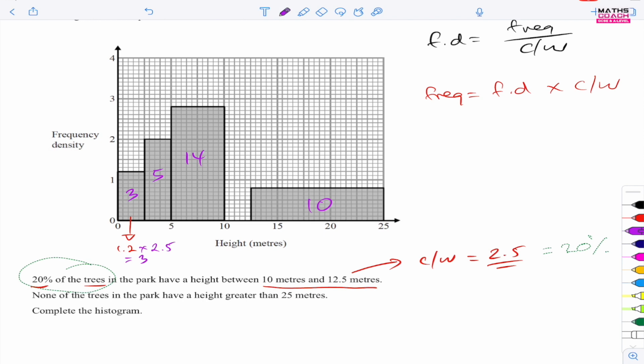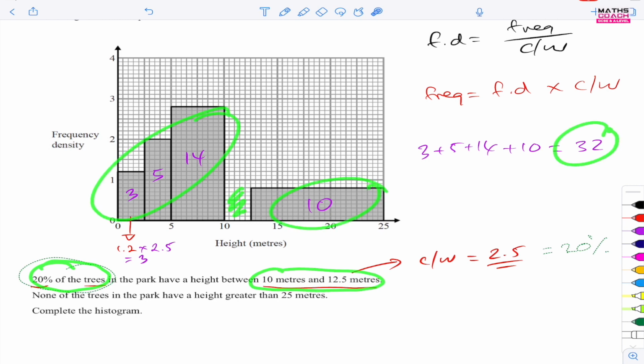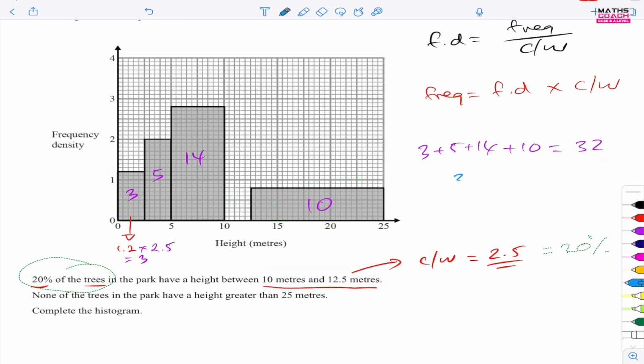Now, why have I done this? Well, if I add up all of these, so that's 3 plus 5 plus 14 plus the 10, and that equals 32. Remember, the question said that 20% of the trees are between 10 meters and 12.5 meters, which is here. So that means the rest of it right here is the 80%, which is equal to 32. So let's put that down here now. So 32 trees is equal to 80%.